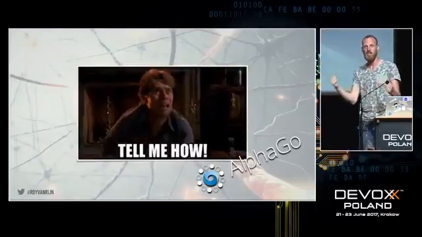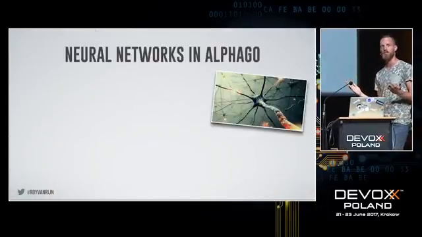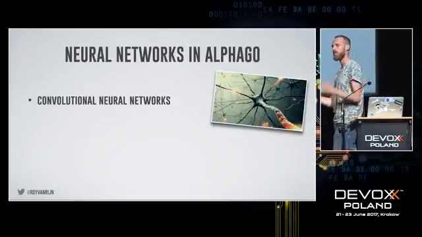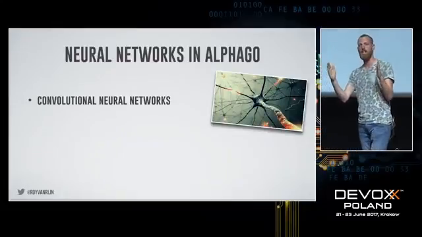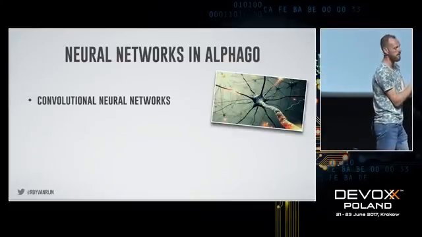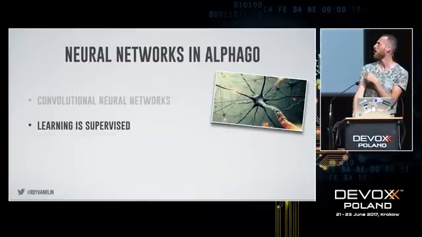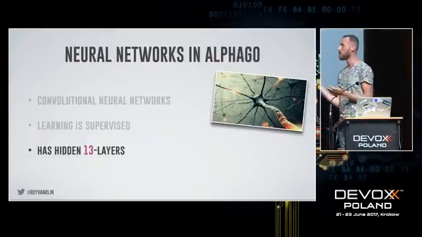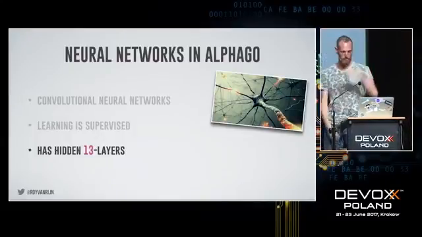But how does AlphaGo work? I still haven't told you. AlphaGo has neural networks. They are convolutional networks. This means that as an input, they take a Go board and they start to divide it into pieces. And each piece itself is used as an input node. It's supervised learning, and it has just 13 hidden layers, which isn't that much, but they're very deep, very large.